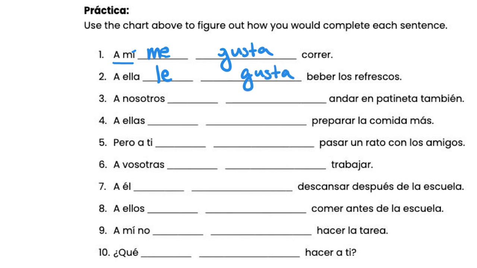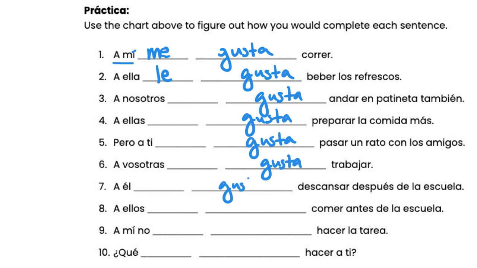In fact, because we know we're using gustar for all of these, and we know that for all the forms of gustar, we just use gusta, you could even fill in all of these first, because anytime we're using gustar in a sentence, we're just saying gusta. The only thing that changes with each of the forms is the word that goes in front of the gusta. So it's either me, te, le, nos, os, les. Those are the only 6 options for what goes in front of it.